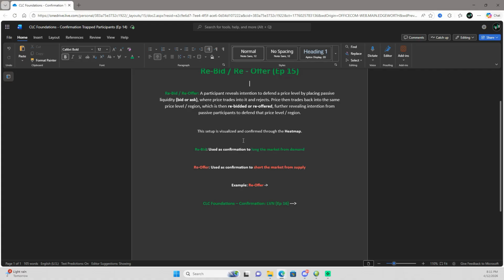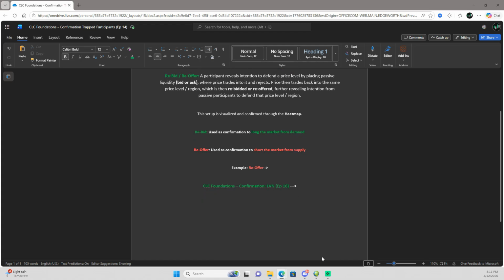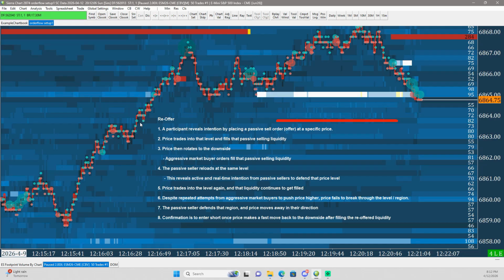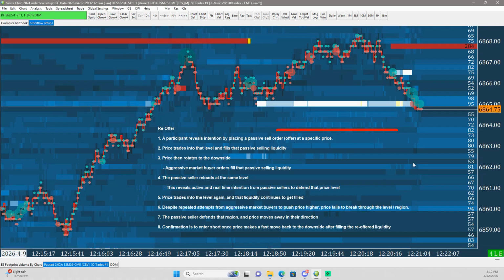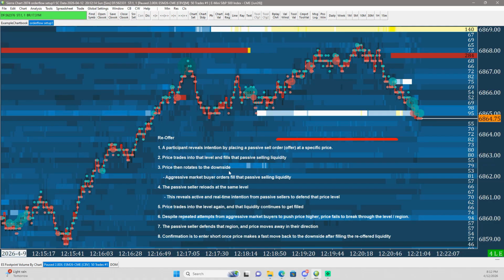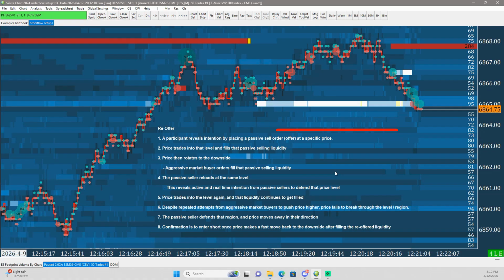So now we're going to head over to Sierra Chart, and we're going to walk through an example of the reoffer setup. This is the chronology of the reoffer. It's simply the order of events of what's occurring from the beginning to the end. And so we're going to walk through this list together. I'm going to replay the data so that you guys can extract as much value and as much understanding from this setup as possible.